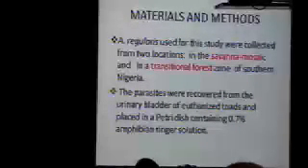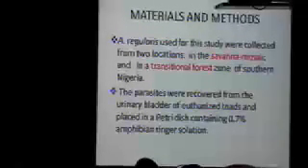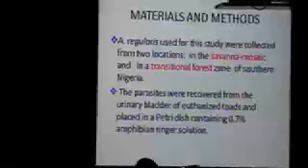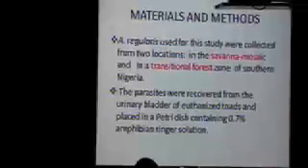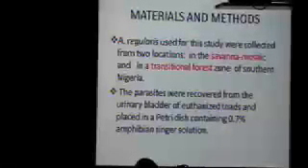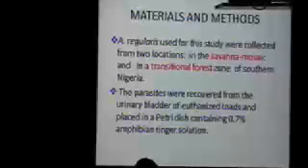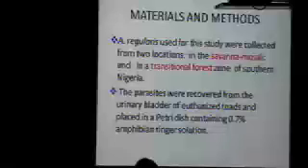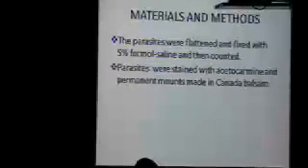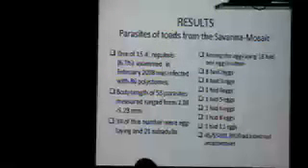We collected the toads used for this experiment from two bioclimatic zones in Nigeria, in the savanna mosaic and transition forest. These are usually areas that have reduced precipitation in Nigeria. We recovered the parasites, placed them in the holding medium, 0.7% amphibian saline solution, and we flattened the collections, and we stained with acetocarmine and made permanent mounts in Canada balsam.